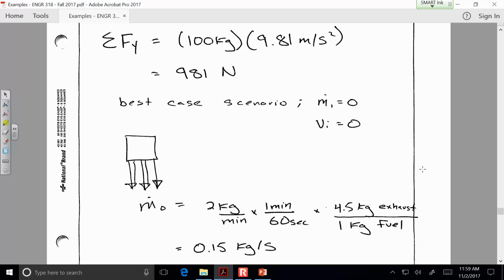Not miles. Meters. Let's convert to miles per hour.